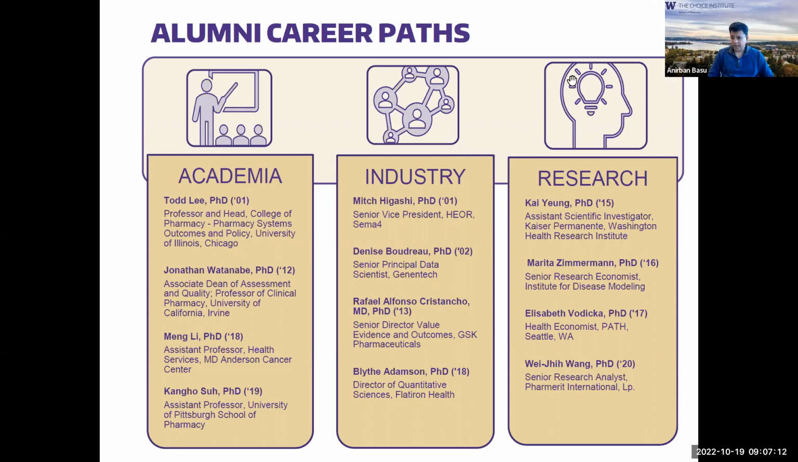Our students, after getting their PhD from us, have spanned many different paths. The three main ones are academia, industry, and research. About 1/3 of our students go in each of these tracks. Here are some of the names of notable alumni that we had from our program. And more recently, Kai Young, who was assistant scientific investigator at Kaiser, joined as a senior investigator at Amazon. So as you can see, it's a very varied and well laid out set of options for career going forward. Next slide.